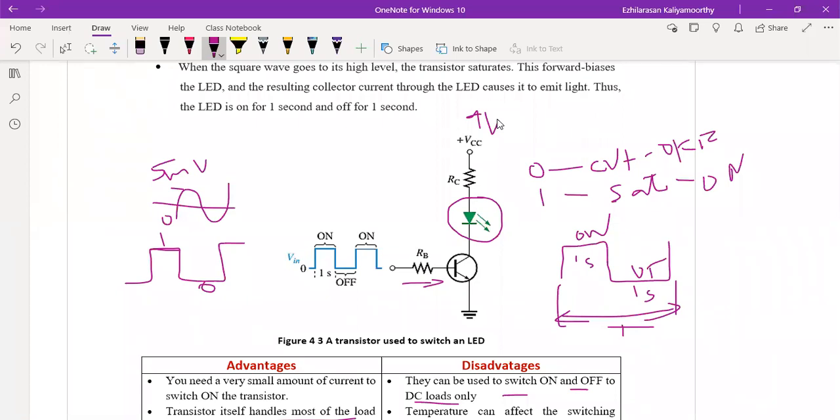VCC is 9 volt. Then VCE SAT is 0.3 volt. And RC, this one, RC is 220 ohm. Then RB, this one, is 3.3 kilo ohm. Then beta DC, that is the current gain again. Beta DC is 50. That is, beta is 50. Then VLED, the voltage of your LED, is how much? It is 1.6 volt.